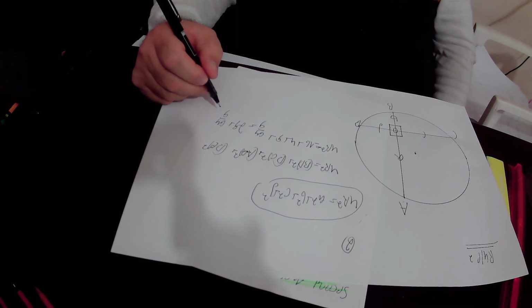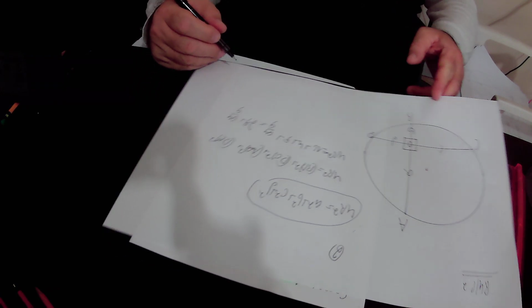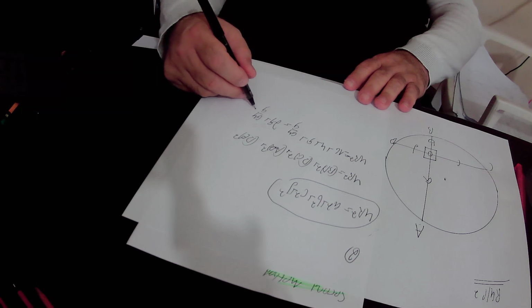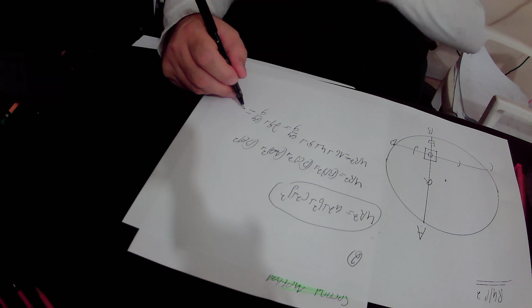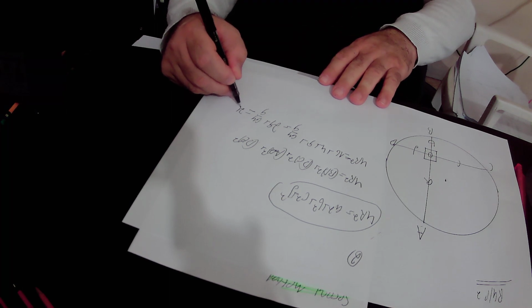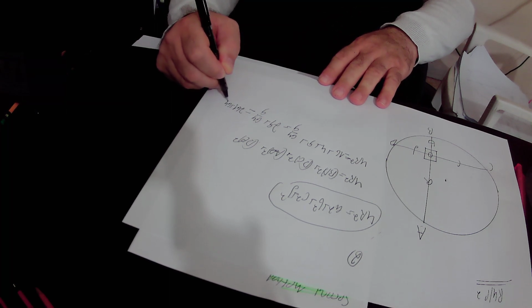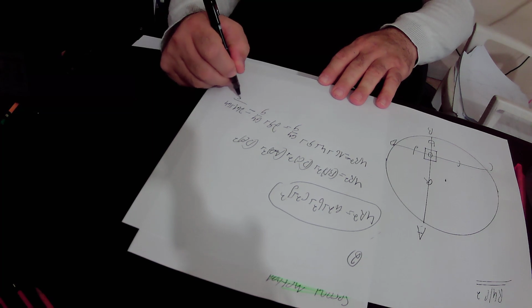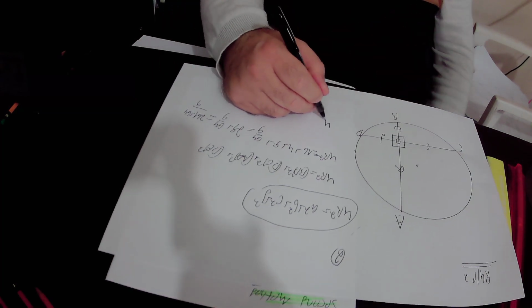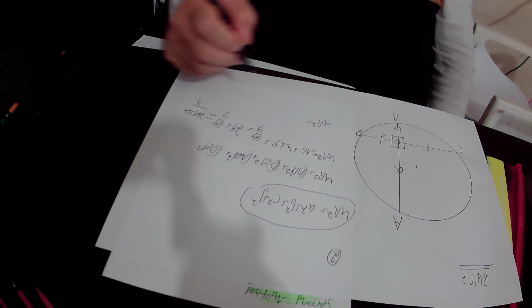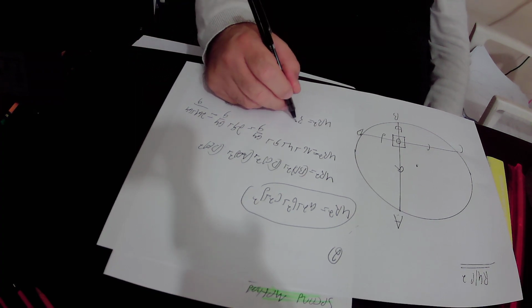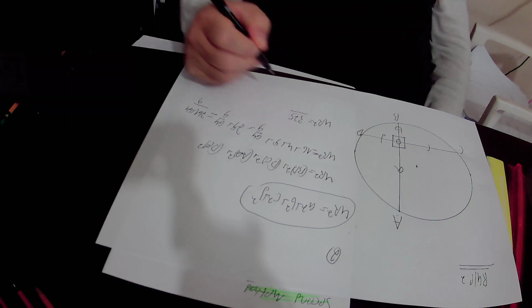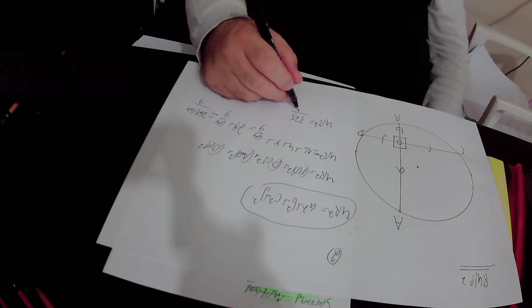Here we multiply 29 by 9, and then we divide it by 9 in order to have a common factor with this expression. Here 29 times 9 is 261 plus 64 over 9. So 4 times r squared equals 261 plus 64 is 325 over 9.